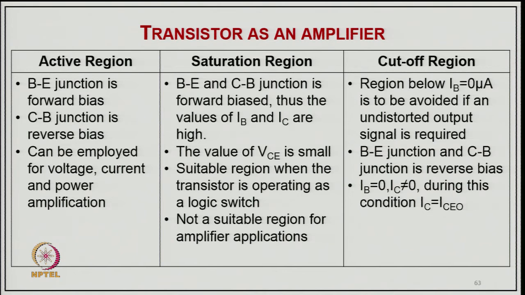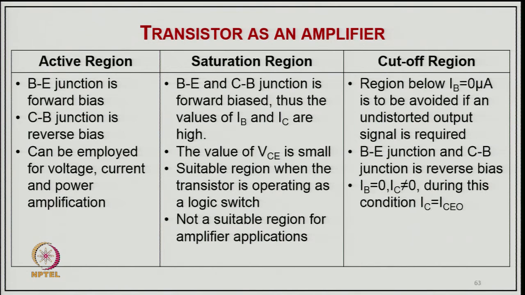So, now coming to the transistor as an amplifier, we have three regions. First is the active region, where the BE junction is forward biased, because you are giving the signal to make this an amplifier, and the CB junction is reverse biased. It can be applied for voltage, current and power amplification, that is the purpose for which we use it as an amplifier. And the saturation region works as a closed switch.